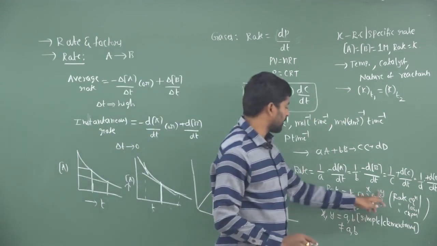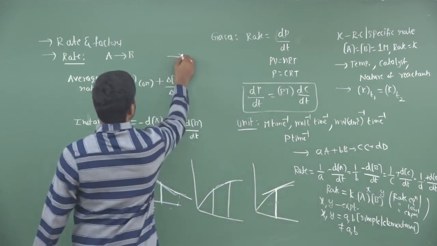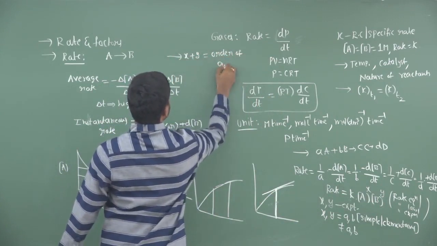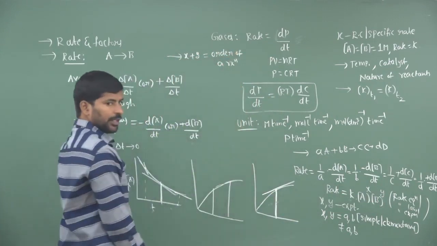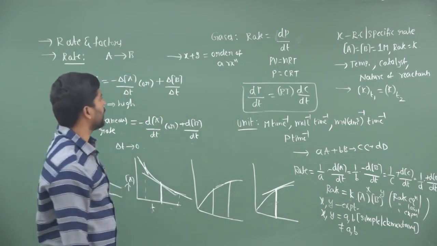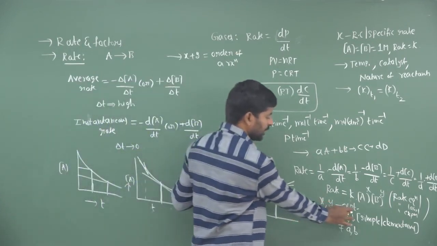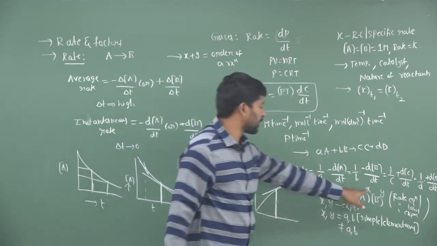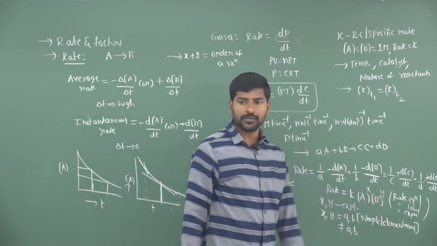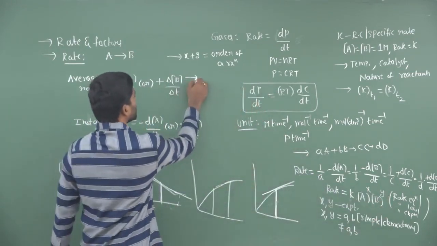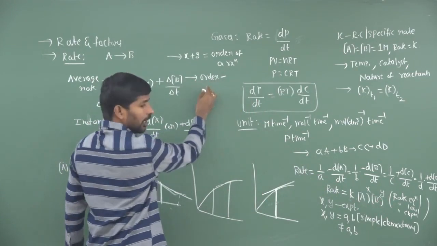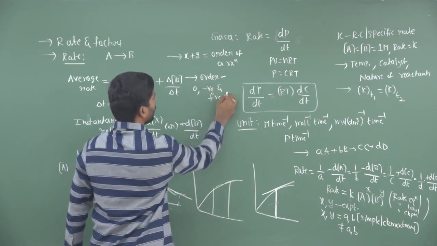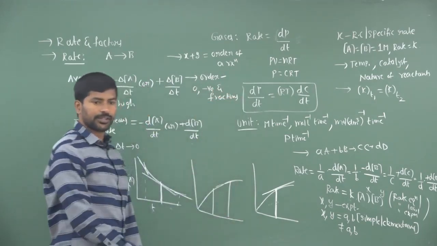The sum of the powers x plus y involved in the rate equation is called what? Order of a reaction. So can order be obtained theoretically or experimentally? Experimentally only. x is called order with respect to A, y is called order with respect to B. What are the possible values for order? We may get 0, negative, and fractions also.